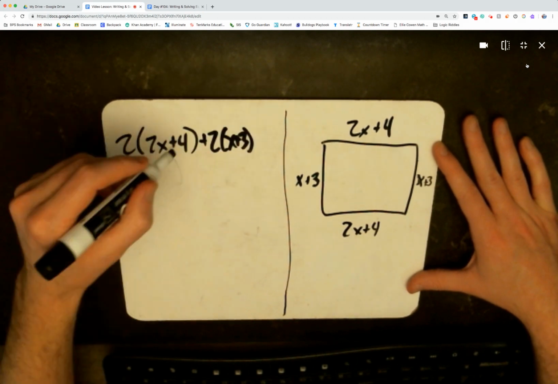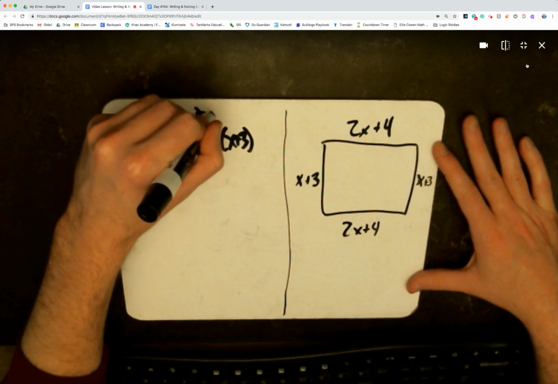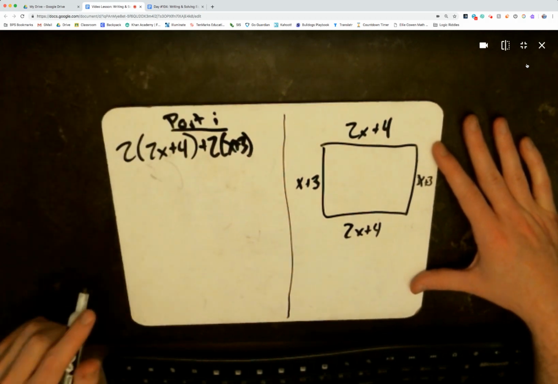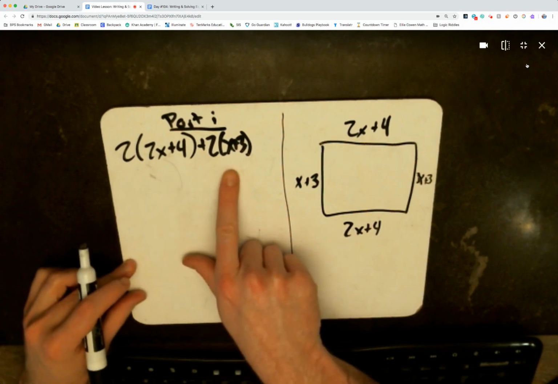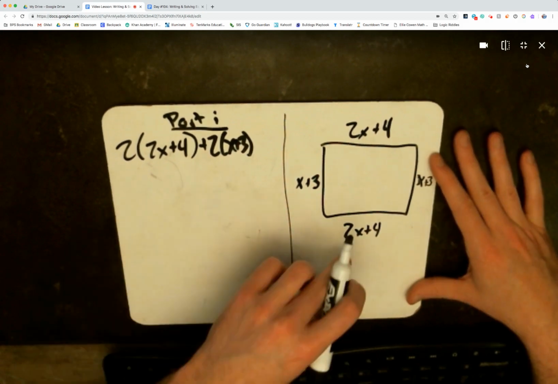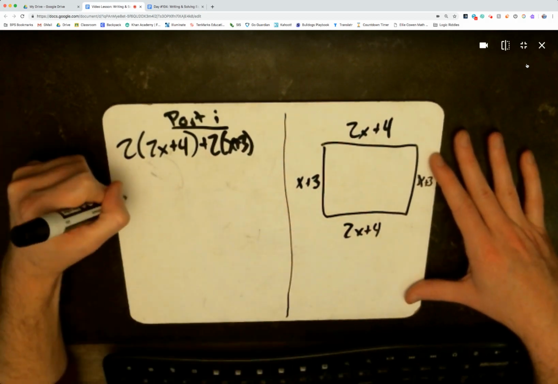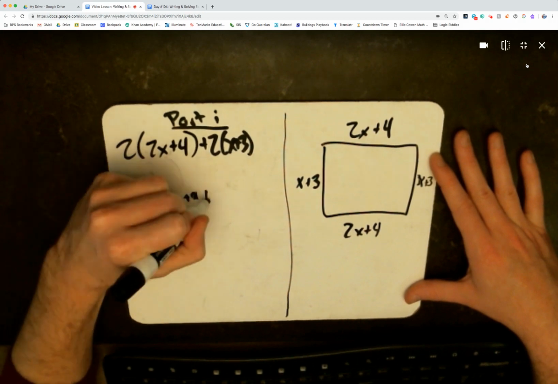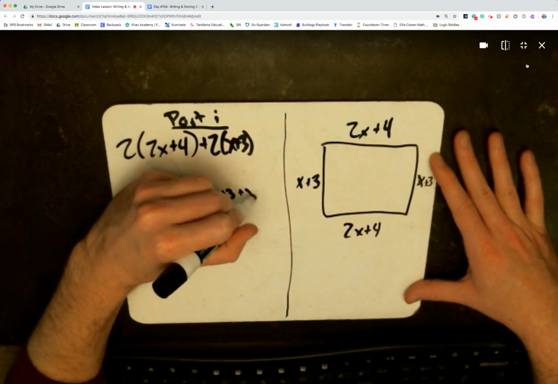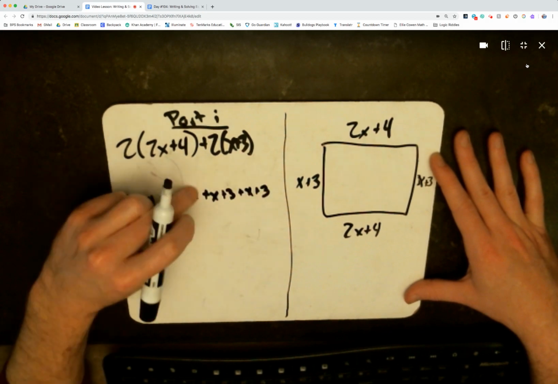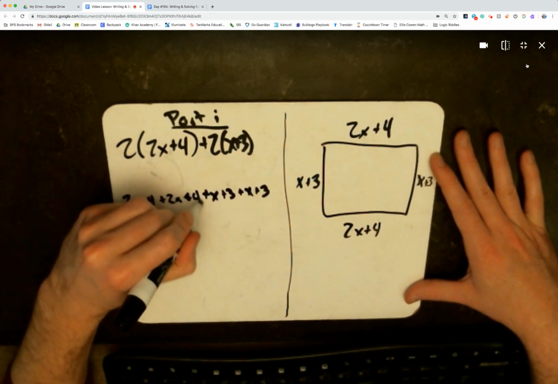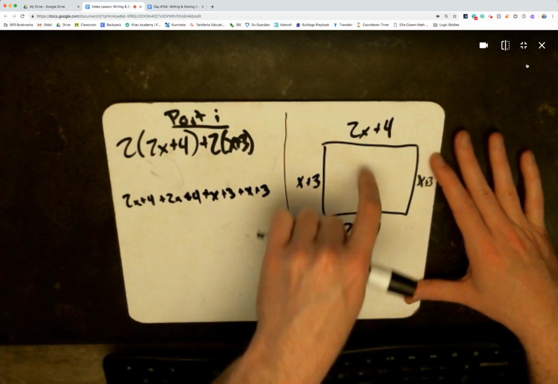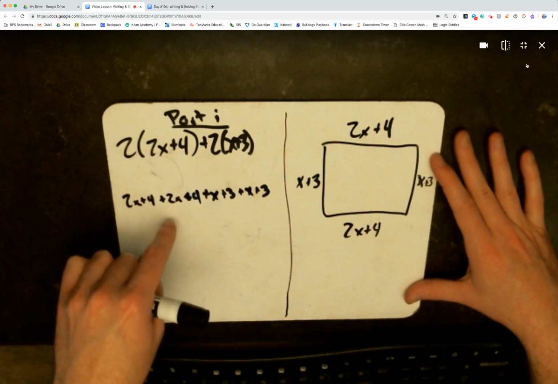And that right here for part 1, that's the expression we're looking for. Some of you may have written this instead of in factored form like I did. Some of you may have written it as 2x plus 4 plus 2x plus 4 plus x plus 3 plus x plus 3. That would be okay too. That's just adding all 4 sides up, but instead of putting them in factored form, expanded form.